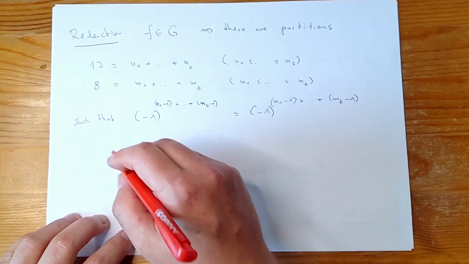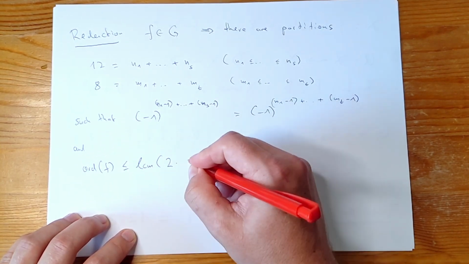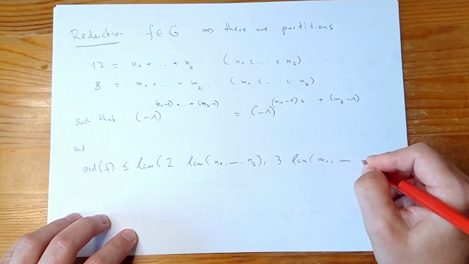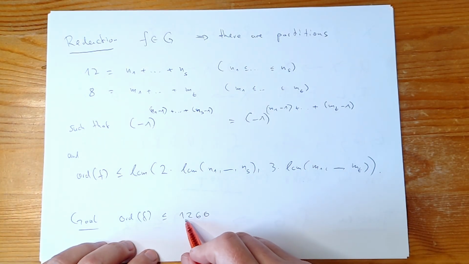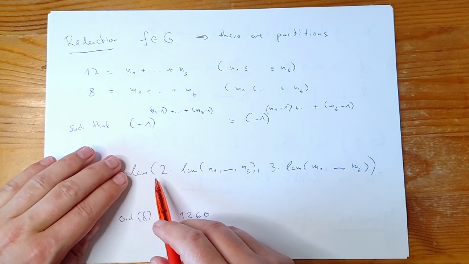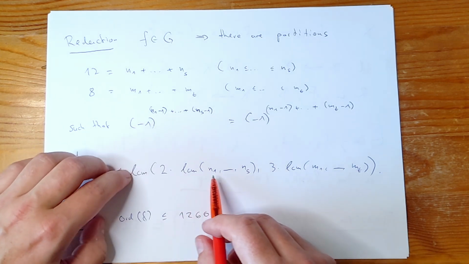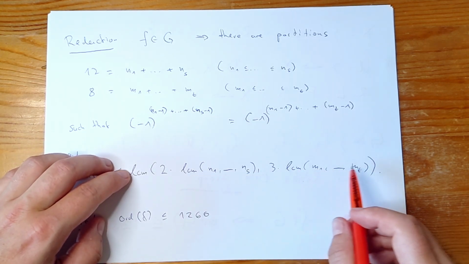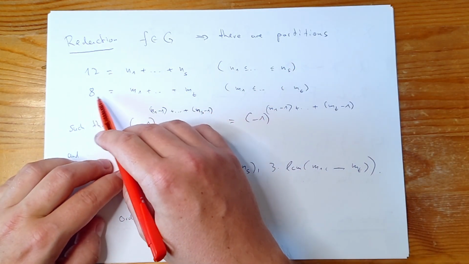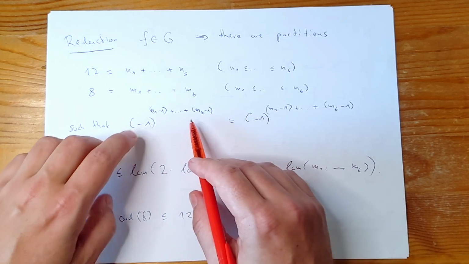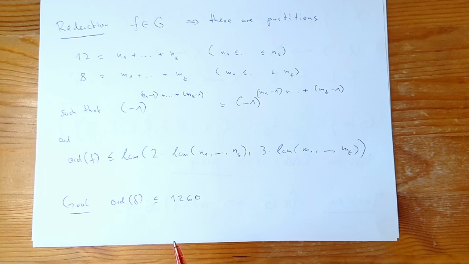And we have just seen what this means. Right? And then we can give an upper bound for the order. And remember, the goal is that the order of f is at most this number. So we're done if we can show that this expression is always at most 1260 if these numbers n1 to ns and m1 to mt satisfy two conditions. So first of all, they sum up to 12 and 8, and also the signatures in terms of these expressions agree. So this is the number theoretical problem, which we just have to solve now.